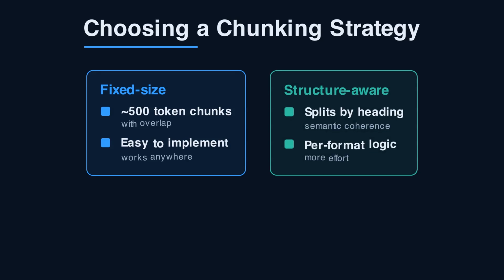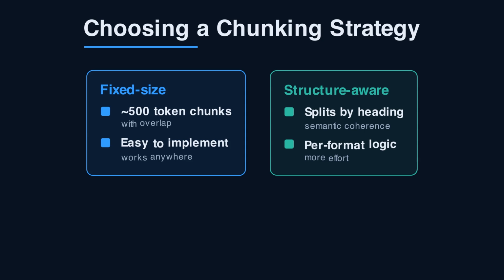Two broad approaches. Fixed size splitting cuts text every n tokens with some overlap. It's simple and predictable, and a good starting point is around 500 tokens per chunk with about a 50 to 100 token overlap, so context isn't severed mid-sentence. Structure-aware splitting respects headings, paragraphs, or sentences, which keeps chunks semantically coherent but takes more work per document type.